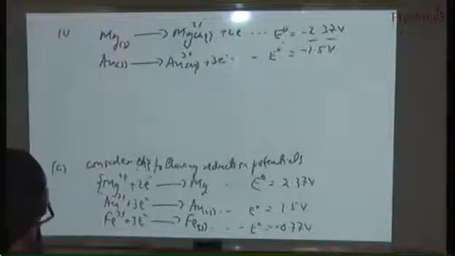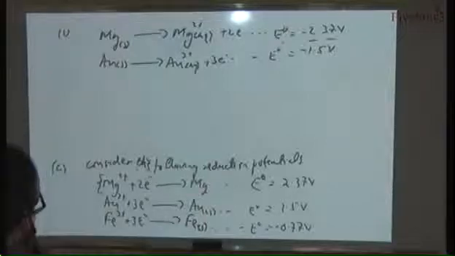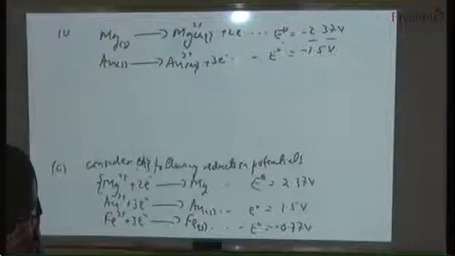Then, Roman 2, calculate the EMF of the cell made up of iron and magnesium half cell, and between iron and gold half cell.